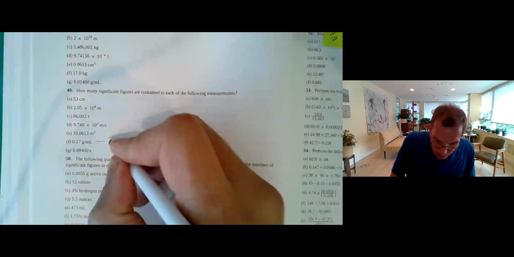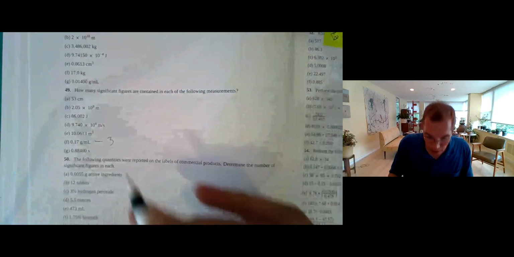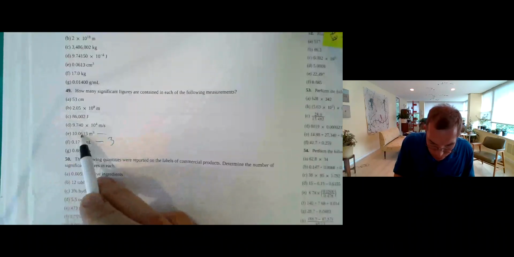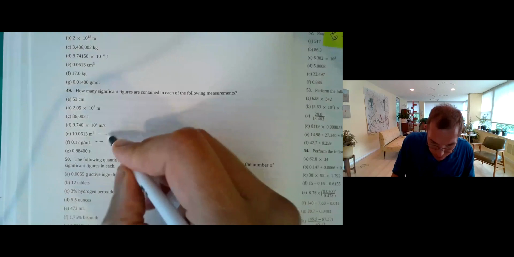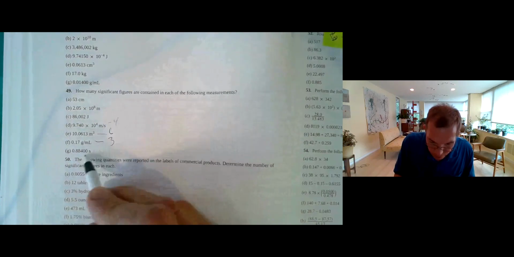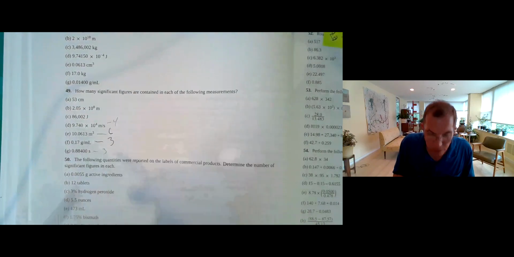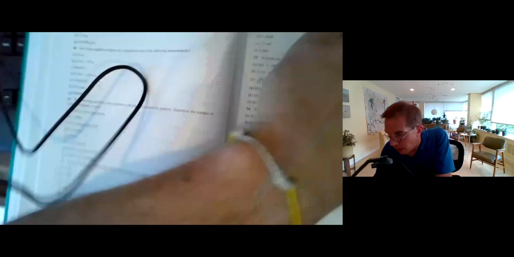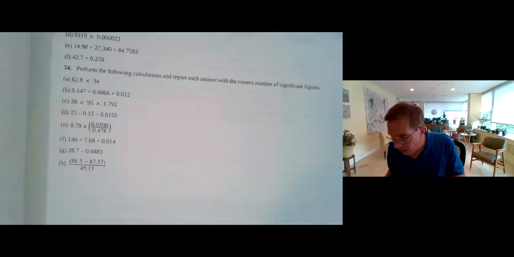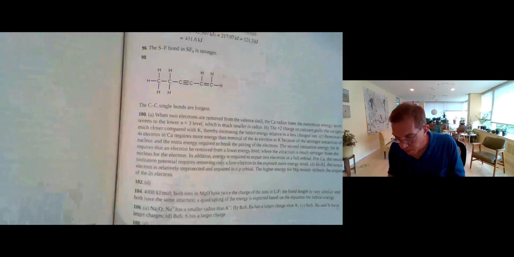Let's say I said 3 for F. 1, 2, 3, 4, 5, 6 for that one. I'd say 4 for that one, 1, 2, 3, and I'm going to say 3 for that one. Okay. Now, how do I know if I'm right? Well, in the back of the book, there's answer keys.